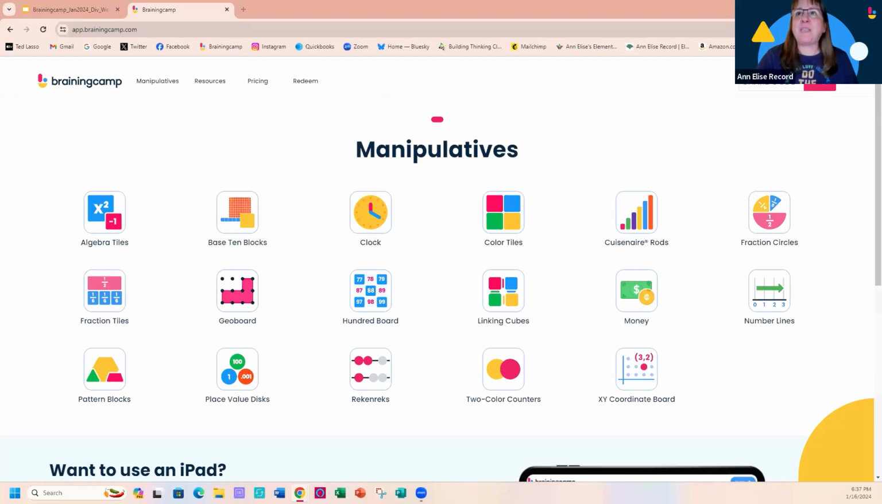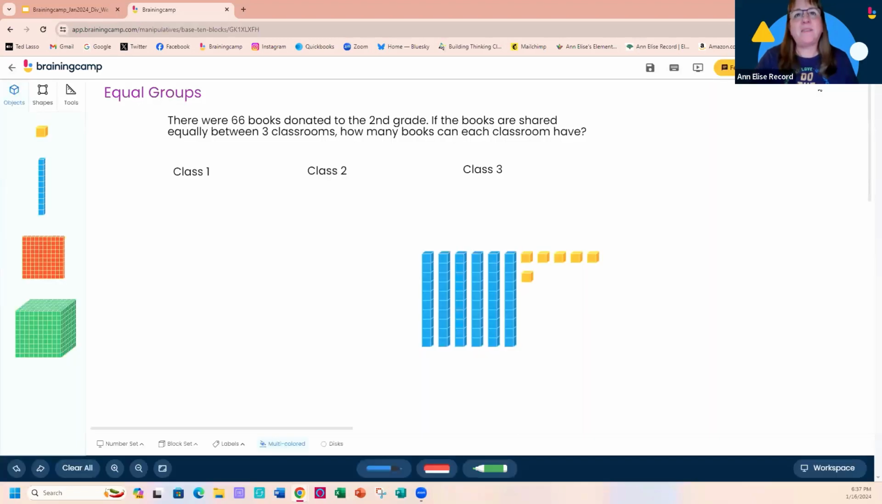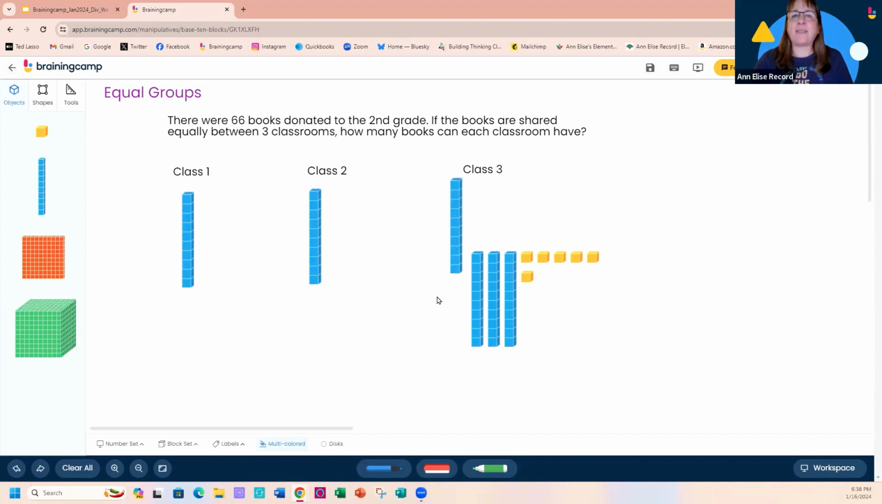So I'm going to bring you into the base 10 group now as we move into the multi-digit work. Let's think again about that fair share story problem that you have. There are 66 books donated to a second grade. If the books are shared equally between 3 classrooms, how many books can each classroom have? Well, now you get larger numbers, but I still have that fair share. 3 classes getting the same amount. Here's my total. Well, now I could say, well, I have enough to give 10 to every group. That takes 30.